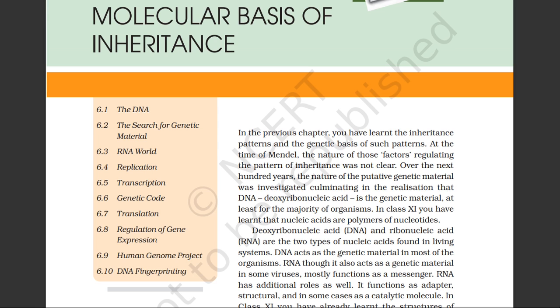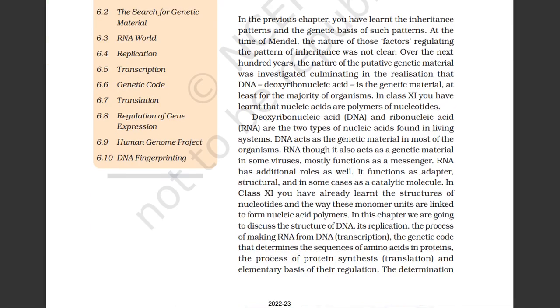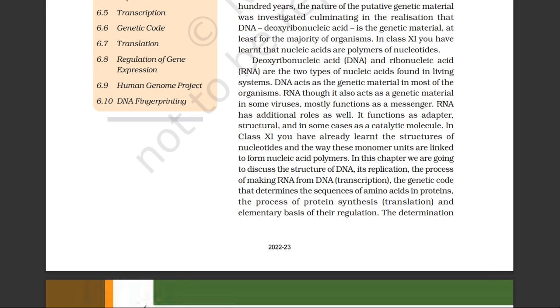In class 11 you have learnt that nucleic acids are polymers of nucleotides. Deoxyribonucleic acid, DNA, and ribonucleic acid, RNA, are the two types of nucleic acids found in living systems. DNA acts as the genetic material in most of the organisms. RNA, though it also acts as a genetic material in some viruses, mostly functions as a messenger. RNA has additional roles as well. It functions as adapter, structural, and in some cases as a catalytic molecule.